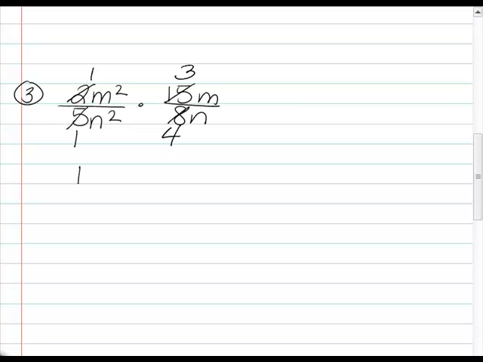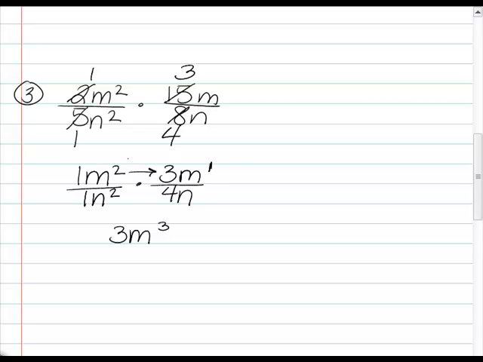So right now we've got 1m squared over 1n squared times 3m over 4n. And we're going to multiply straight across. So that is going to give us 3m cubed. Remember when you're multiplying variables together that you add those exponents, and that exponent on that m is a 1, so that's where we're getting that 3. Same thing on the bottom, multiply straight across, which would give us 4n cubed. And there is our final answer.